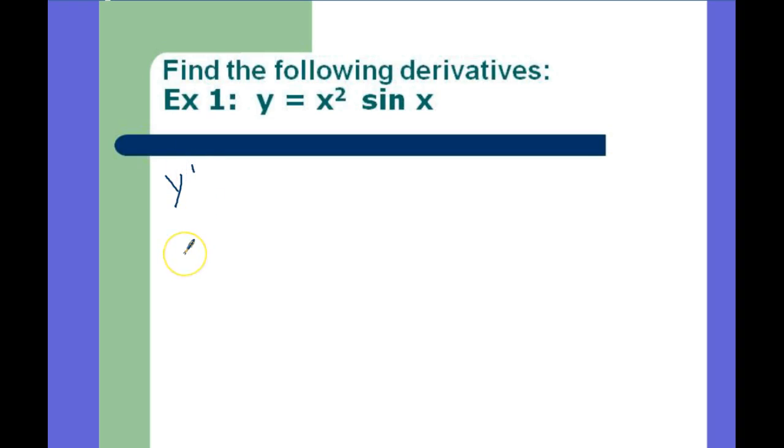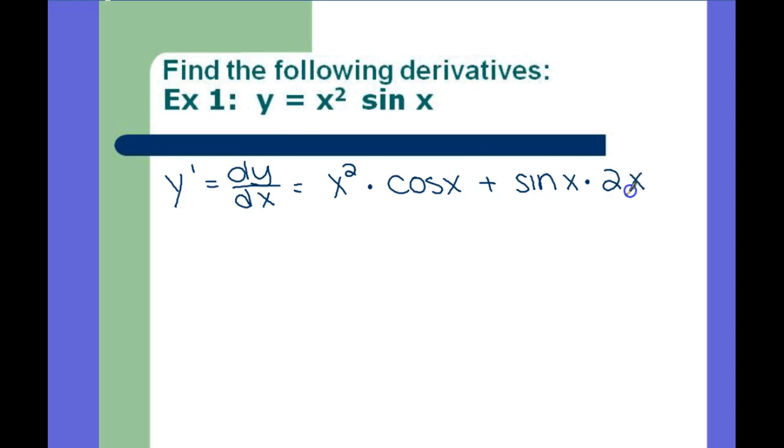y prime or dy/dx becomes what? The first times derivative of the second. So derivative of sine is... first times derivative of the second plus the second times derivative of the first.